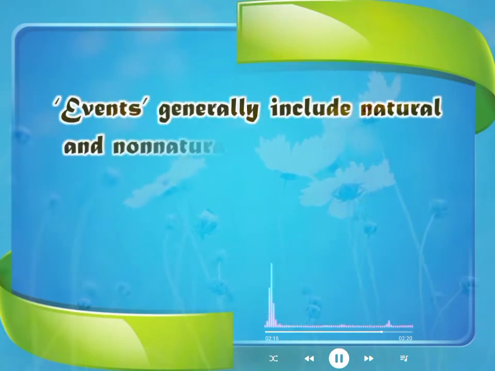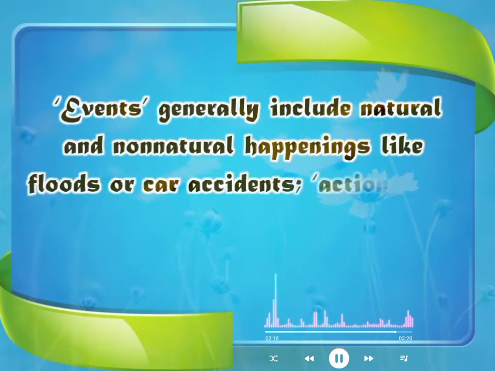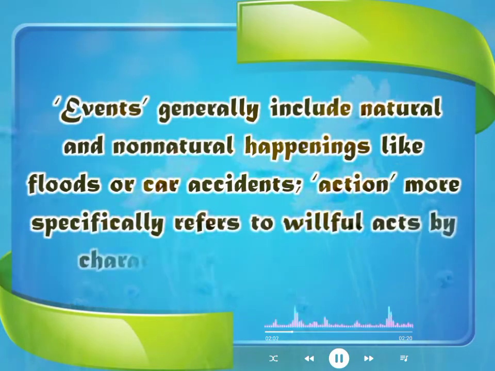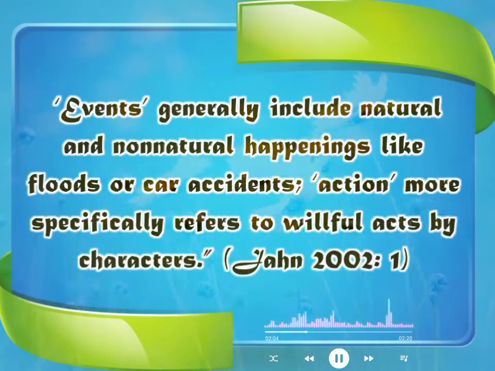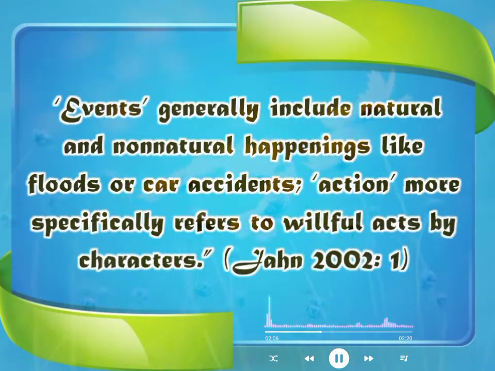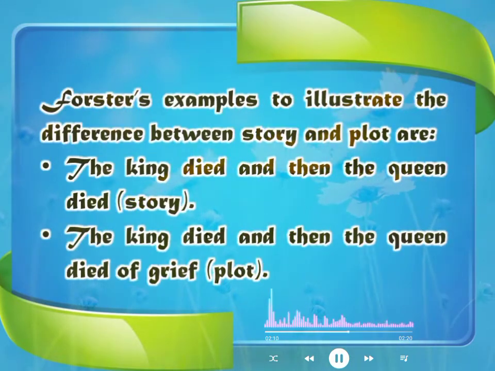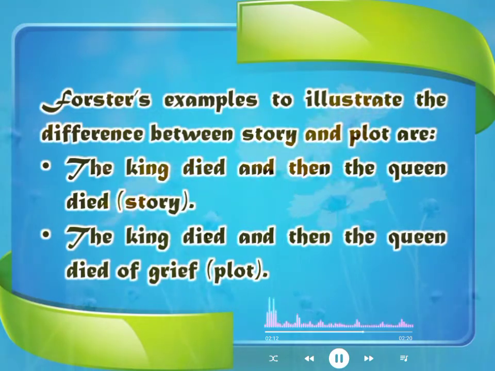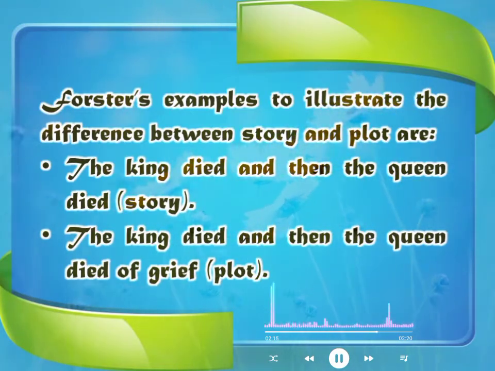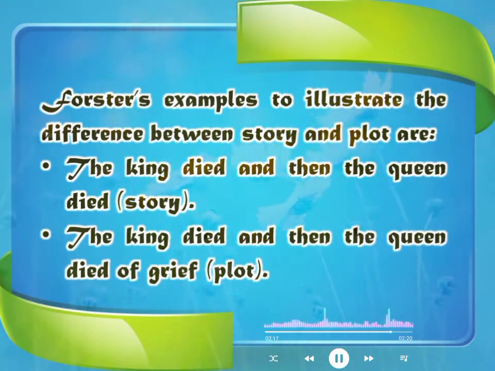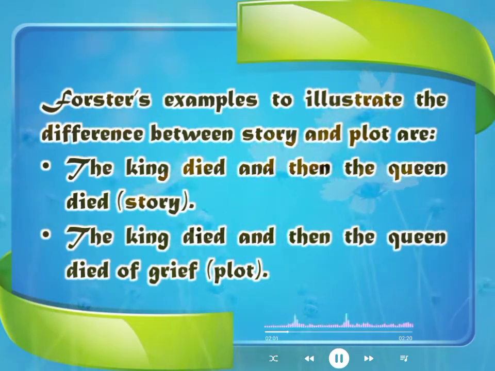Events generally include natural and non-natural happenings, like floods or car accidents. Action more specifically refers to willful acts by characters. Forster's examples to illustrate the difference between story and plot are: the king died and then the queen died, story. The king died and then the queen died of grief, plot.